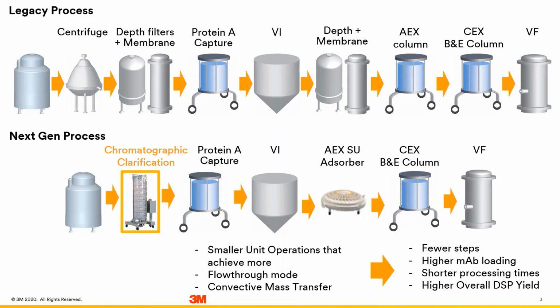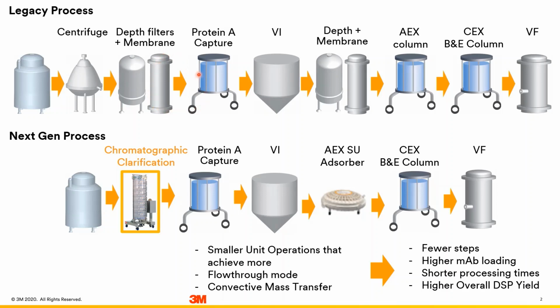So let's take a look at how 3M products can help to make our customers' processes better. The schematic on the top shows a typical monoclonal antibody purification process. Following the bioreactor, you normally have a primary clarification, which can be done by centrifugation or depth filtration, followed by polishing clarification using a depth filter, and then a sterilizing grade membrane.